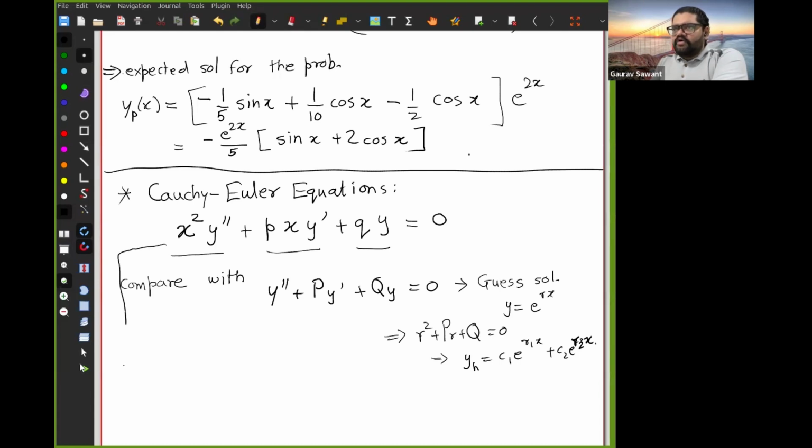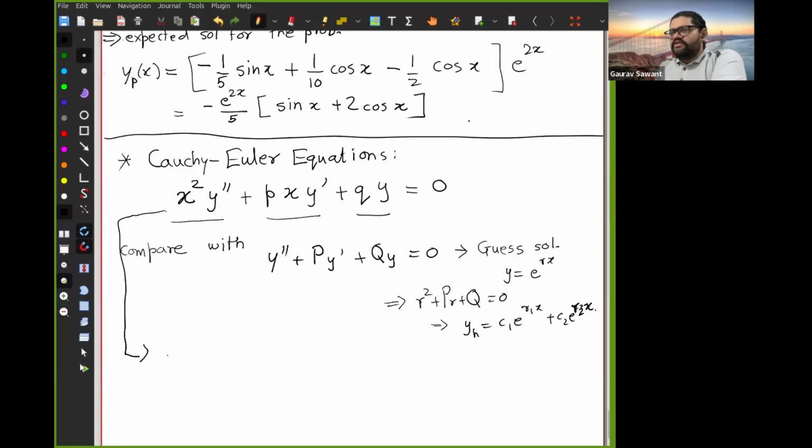In the Cauchy-Euler equation case, we are actually going to see that the degree is kind of being preserved. So y equal to x power r might be a better idea instead of y being e power kx or e power rx. So we use our guess solution.